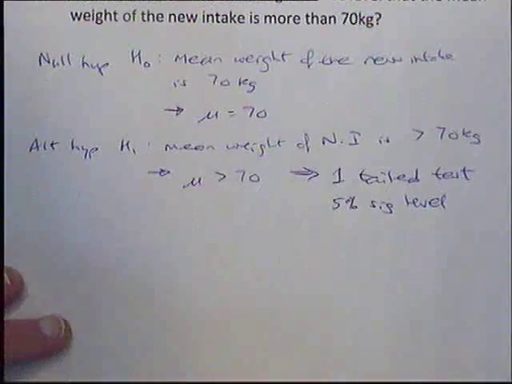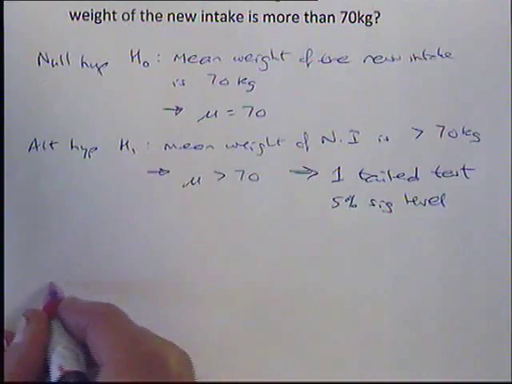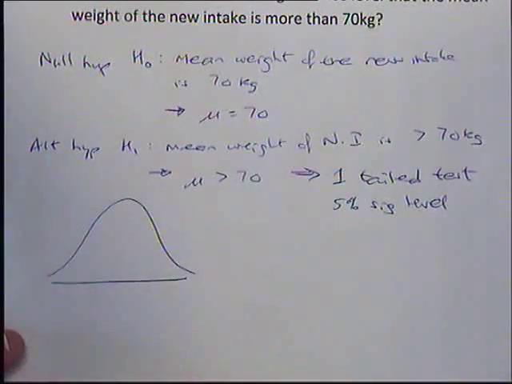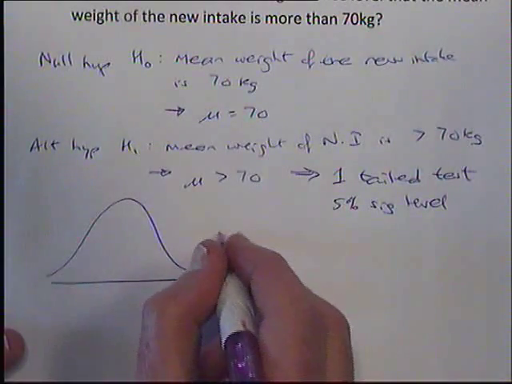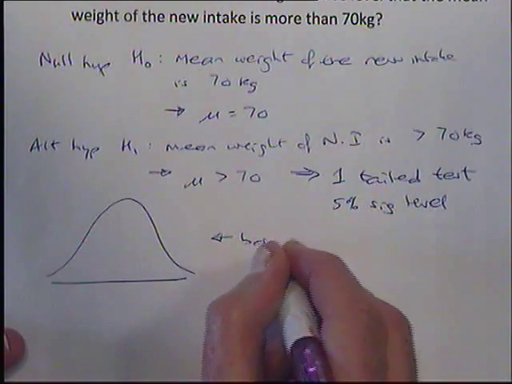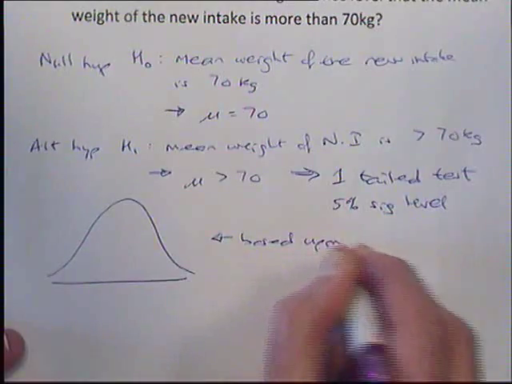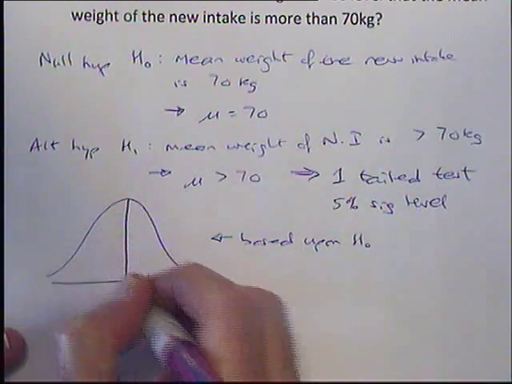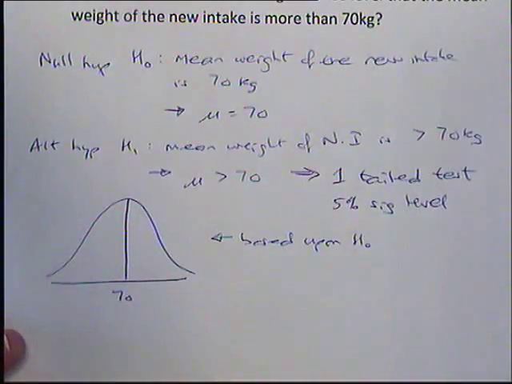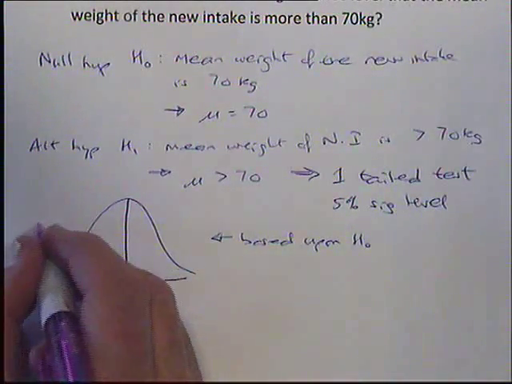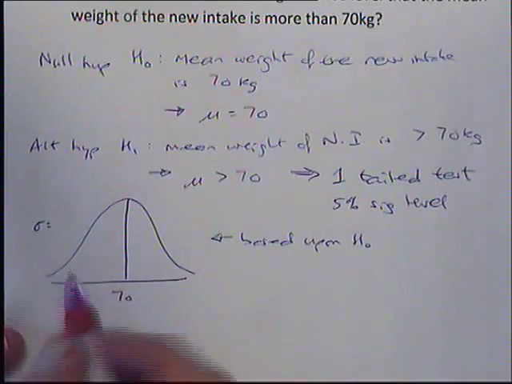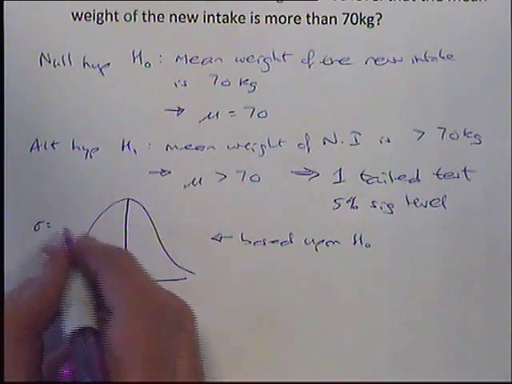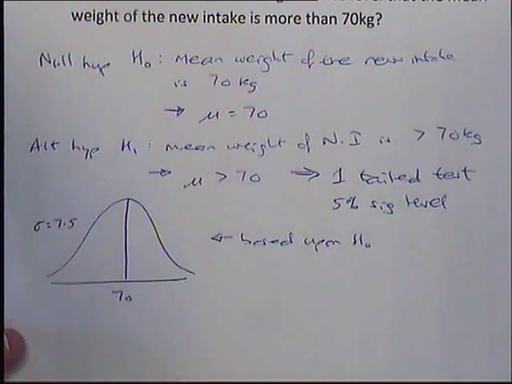Now, what I suggest we do is a little sketch of a normal distribution curve, and we do this sketch based upon H naught. So based upon H naught, the mean is 70. Standard deviation we usually write at the side of the curve is 7.5.